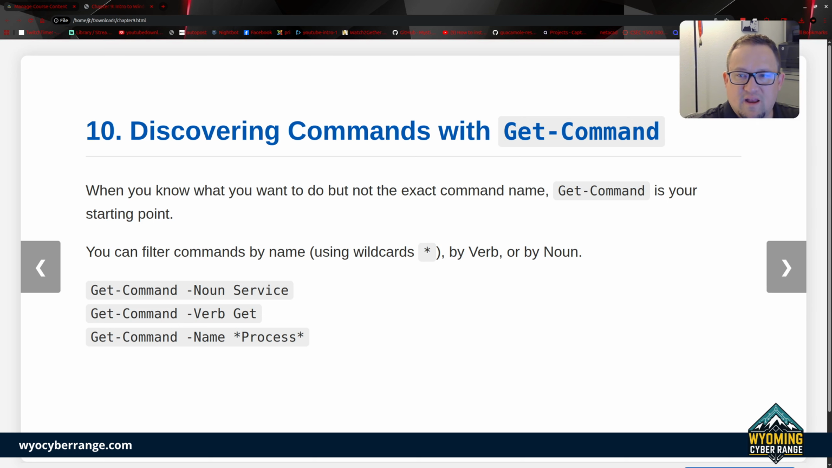Your best friend to finding commands is the get-command commandlet. Think of it like a search engine for commandlets. If you want to work with services, for example, but don't know the exact command, you can type get-command -noun service, and it would show you every service command out there, like get-service, start-service, stop-service. It will show you all the services. Okay.